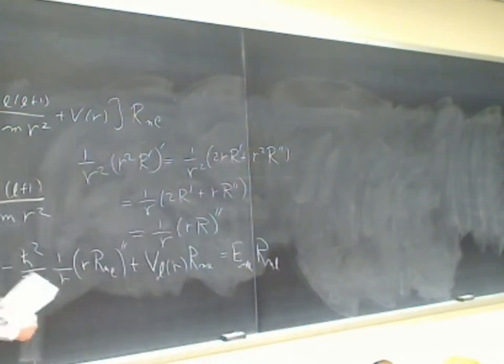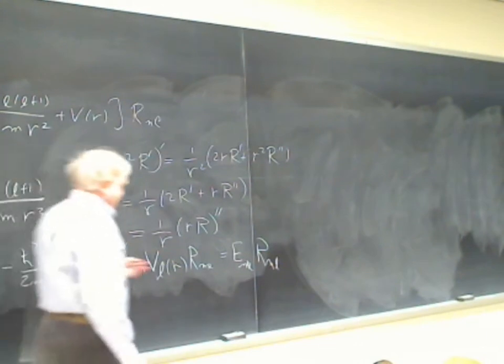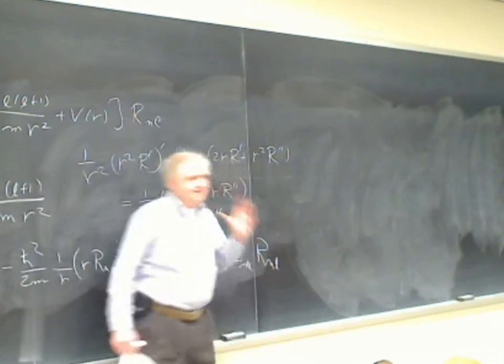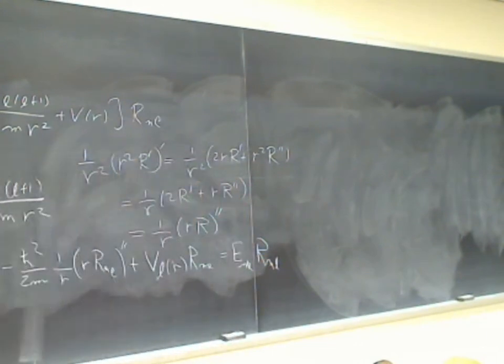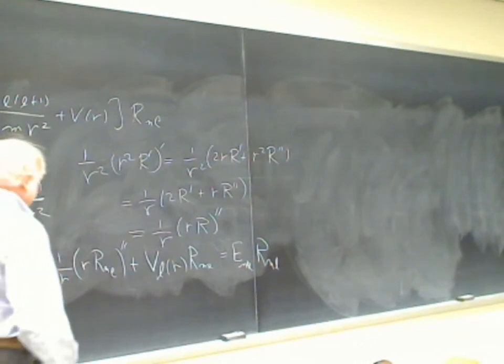The reason that E depends just on n and l and not on m is that it's a central potential. In the case of hydrogen, it doesn't depend on l either because of the hidden symmetry. Okay, so that's that equation.